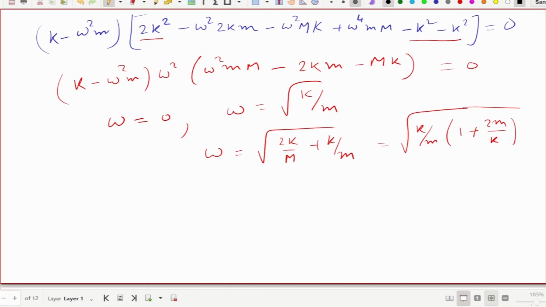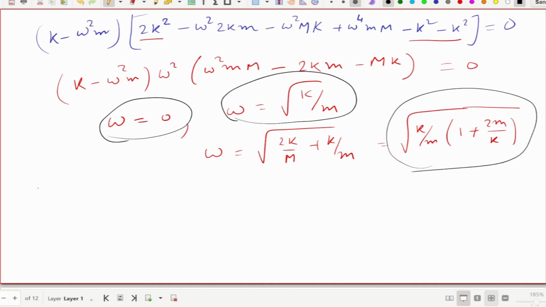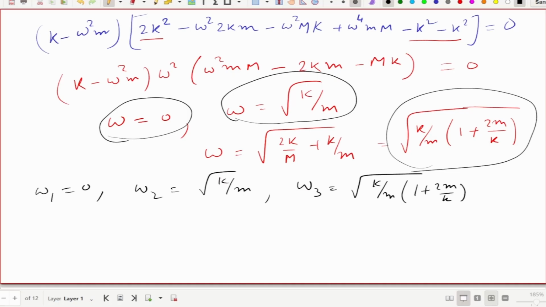So, what are the normal frequencies in this case? In this case the normal frequencies are omega equal to 0, omega equal to root k by m and omega equal to this. So, let us denote this as 3. So, omega 1 is 0, omega 2 is root k by m and omega 3 equal to root of k by m times (1 plus 2 m by k). Okay. So, these are the 3 normal frequencies. So, now we have to find the normal coordinates, right.